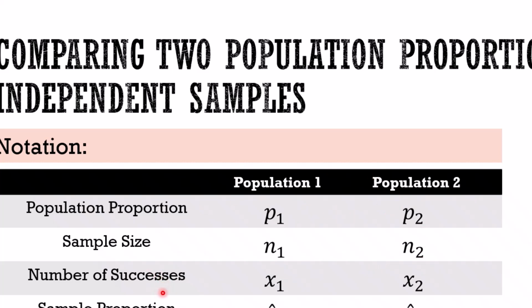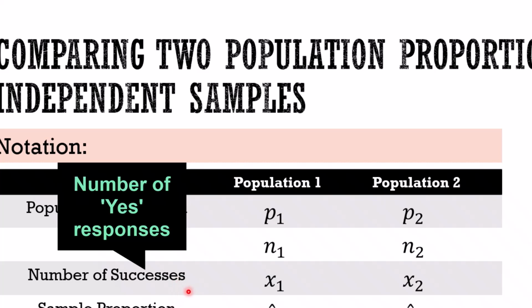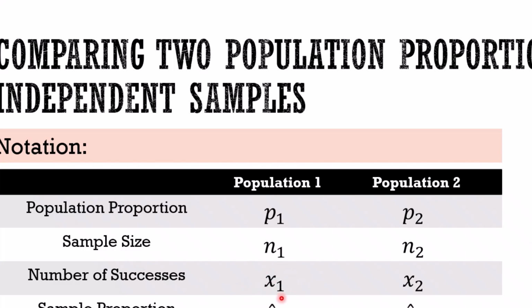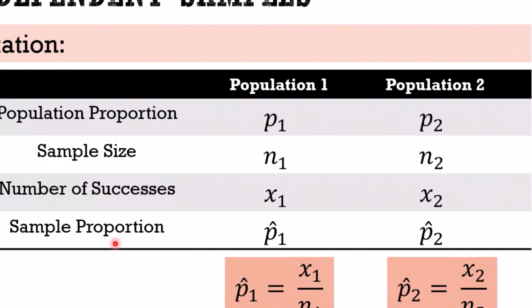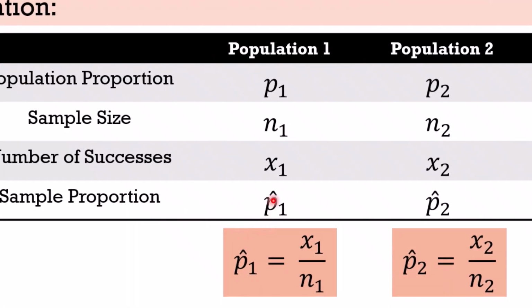Number of successes. What's number of successes? The number of responses that said yes to the specified attribute. That is indicated with the variable x. So x sub 1 if it pertains to sample 1, population 1, and x sub 2 for population 2, and then sample proportion as p hat sub 1 and p hat sub 2.